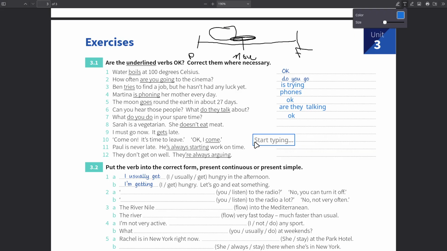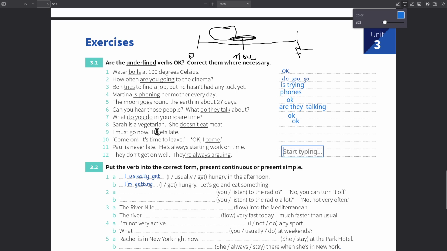She doesn't eat meat. Yeah, I think it's okay. Sarah is vegetarian. She doesn't. Yeah, it's a fact. So a vegetarian cannot eat meat. So that's something that in general is true, right? I must go now. It gets late. I must go now.